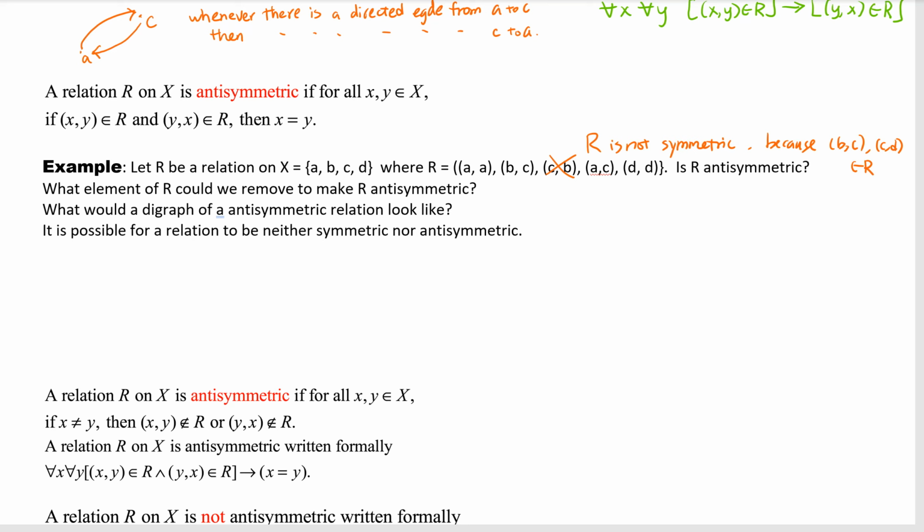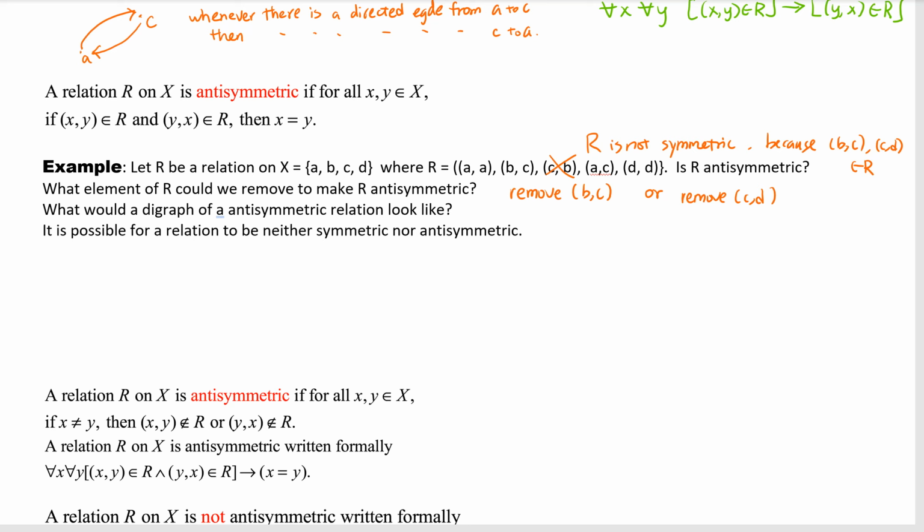Okay. What element of R would we remove to make R anti-symmetric? We can remove BC, or we can remove CB. Just remove one of them. And because AC is there by itself, we don't have CA, so AC is fine to leave there.